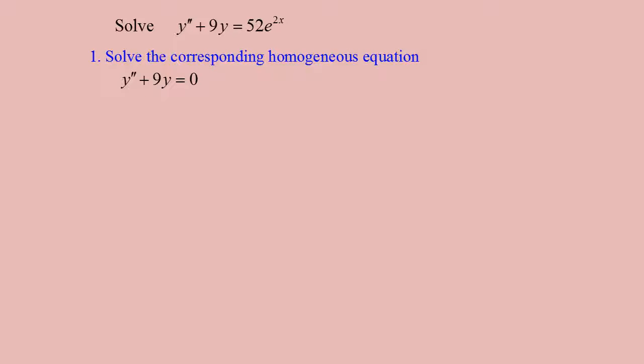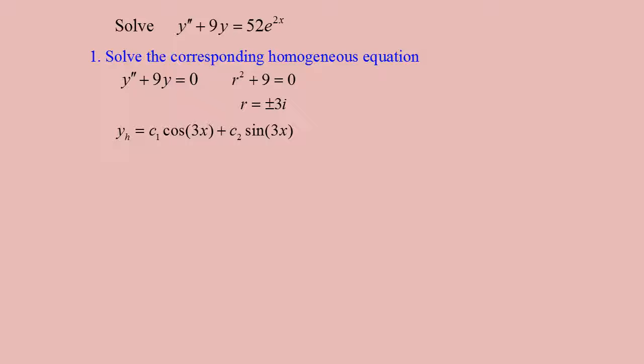So let's take the differential equation with the non-homogeneous component 52e to the 2x and see how this works. Well, we solved the homogeneous equation, which has the characteristic equation r squared plus 9, which has solutions plus and minus 3i. Meaning the solution to the homogeneous equation would be the constant cosine 3x plus the constant sine 3x. Since there's no real term, that would be a 0.